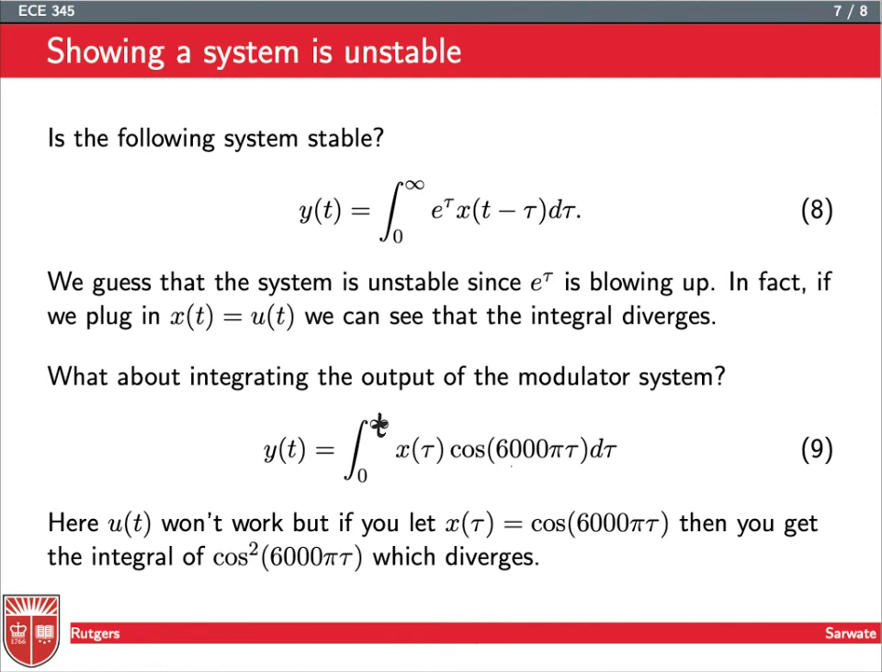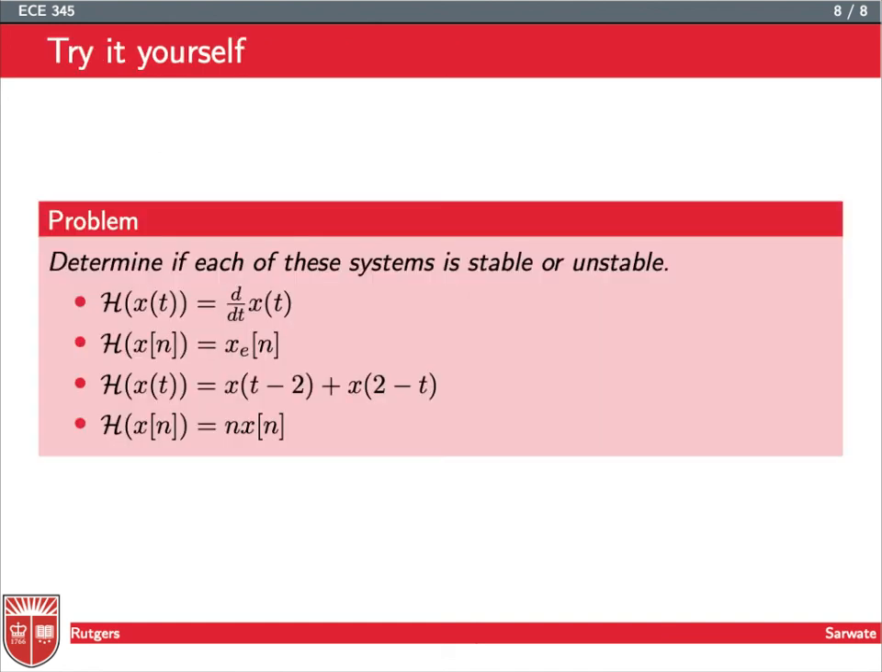Another example is our modulator system, so the integral of x of tau cosine 6000 pi tau d tau. What if we integrated the output of the modulator? Here I can't stick in x of t equal to u of t, but if you let x of tau be cosine 6000 pi tau, so x of t is cosine 6000 pi t, then you get the integral of the cosine squared, and that integral is going to diverge as t goes to infinity. So we can see that that system is also going to blow up. So both of these systems are unstable.